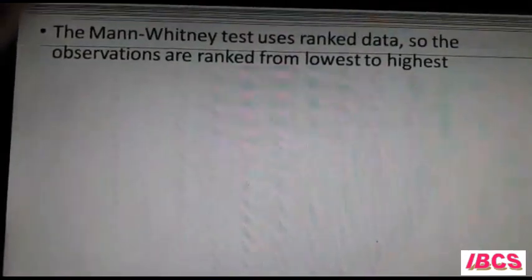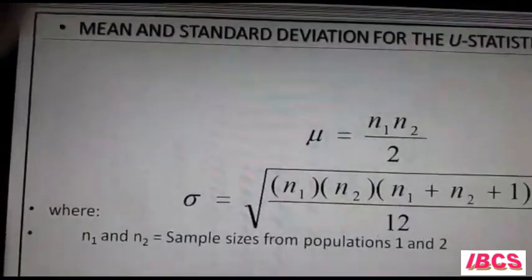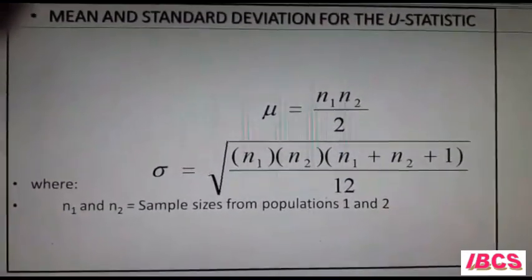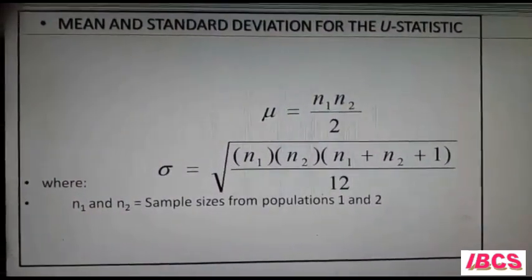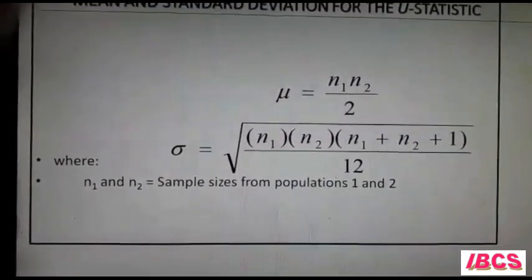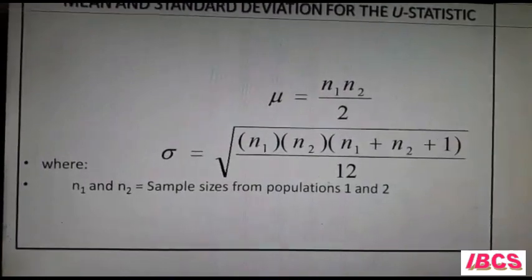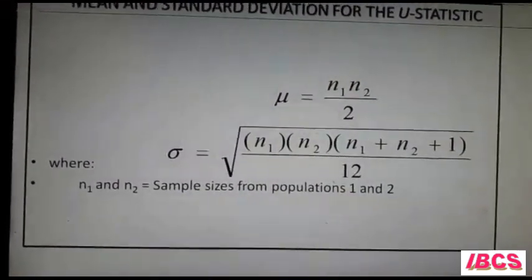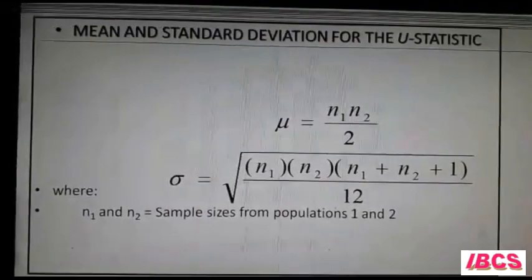The Mann-Whitney test uses rank data, so the observations are ranked from lowest to highest. The mean and standard deviation for the U statistic are calculated like this: mu is equal to n1 n2 by 2, and the standard deviation is the square root of n1 into n2 into (n1 plus n2 plus 1) by 12, where n1 and n2 are the sample sizes from population 1 and 2.